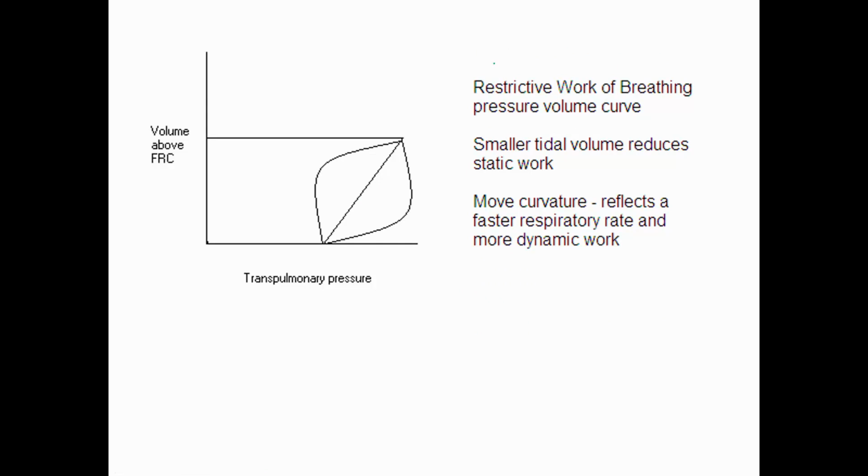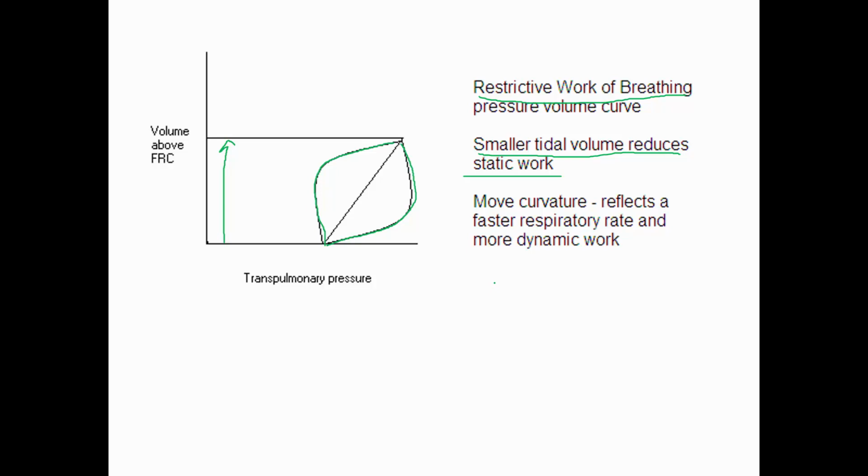Now, if you have restrictive lung disease, you have low compliance. It is hard to inhale. So look what you're going to do. You're going to reduce your tidal volume. So if you take a smaller tidal volume, you reduce your static work because that's your problem. Now notice how curved this is. Now there's no time on this graph. I don't know what this person's respiratory rate is, but I do know this.